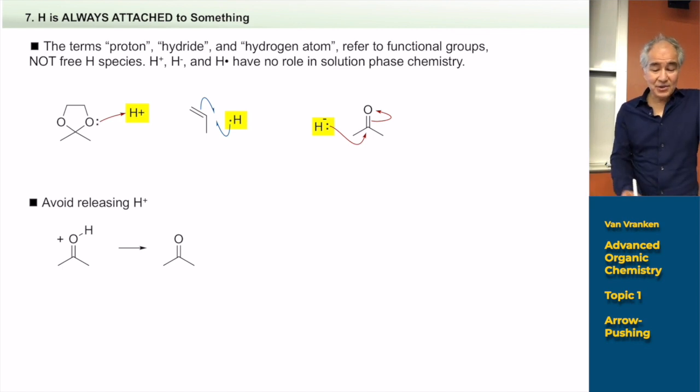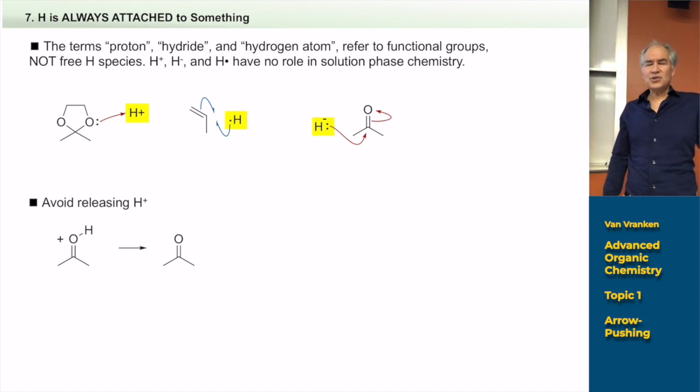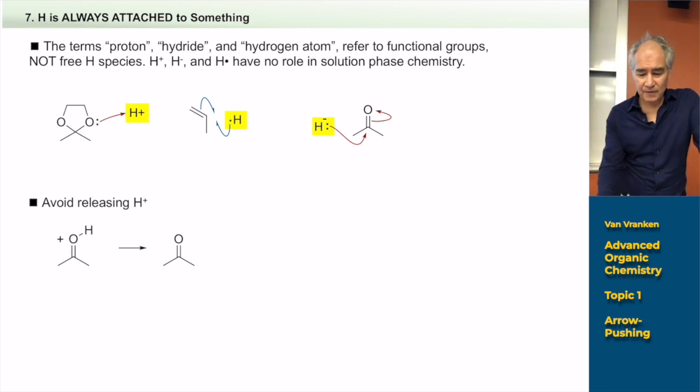So the challenge here is that in organic chemistry we use terms like, oh, proton, you add a proton to that. Hydride, oh, that's a hydride reduction. If we did radical chemistry, we'd be talking about hydrogen atom transfers, abstract a hydrogen atom, donate a hydrogen atom. But these are just terms. They refer to functional groups. They do not refer to free species floating around in solution.